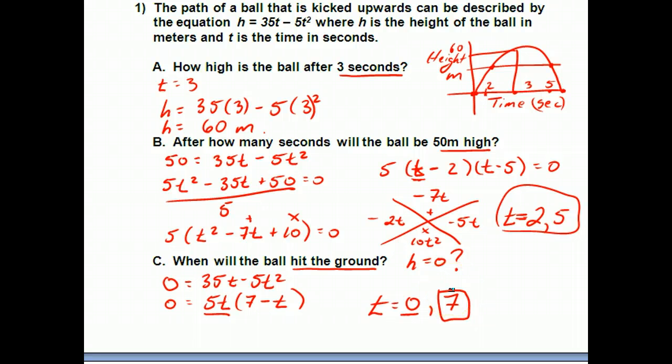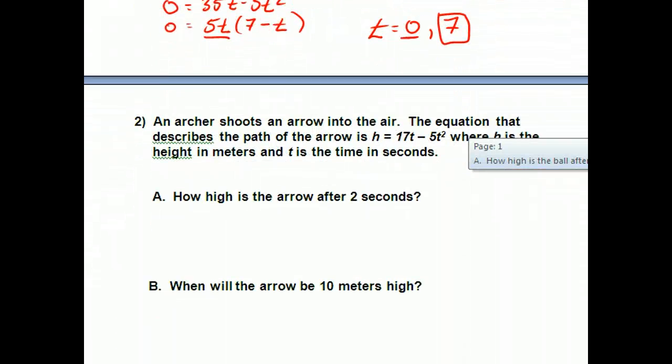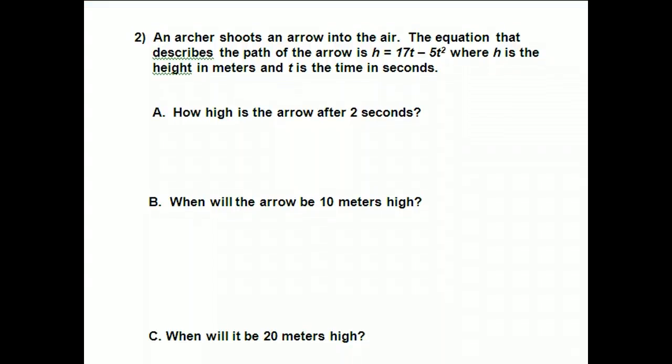Let's give another question a try here. It says an archer shoots an arrow into the air, and the equation that describes the path of the arrow is h is equal to 17t minus 5t squared, where h is the height in meters and t is the time in seconds. So again, they can only ask us for a piece of information if they give us the other. We've got h's and t's, so times and heights for our variables. If they give us one, we can go and find the other.